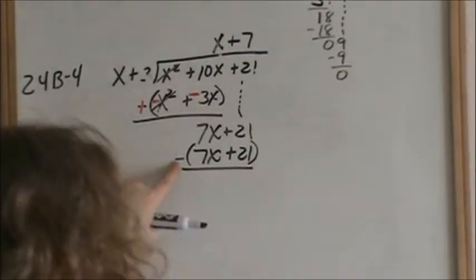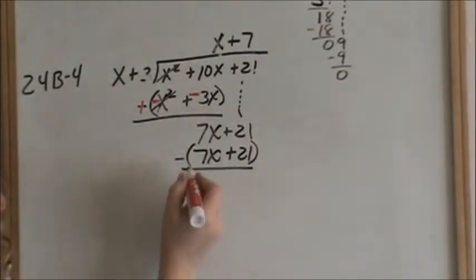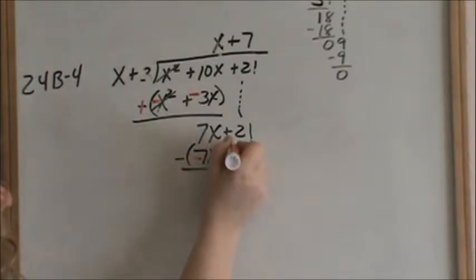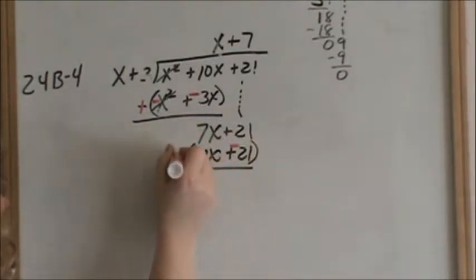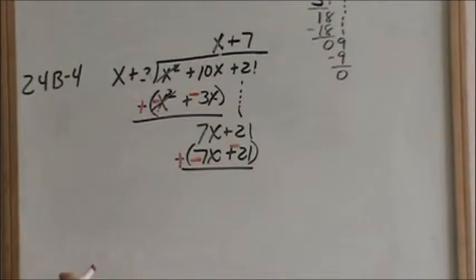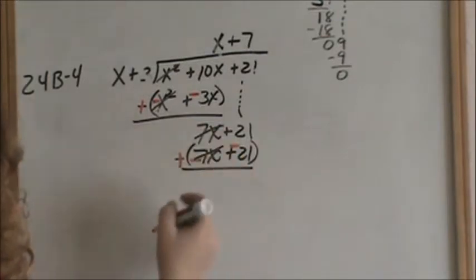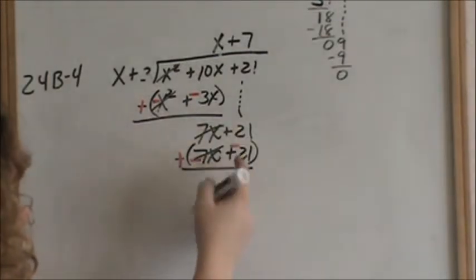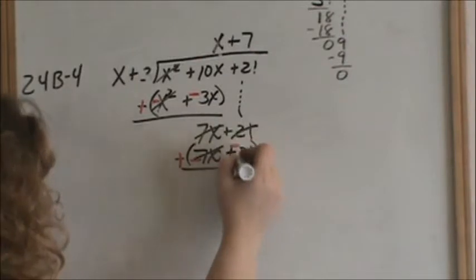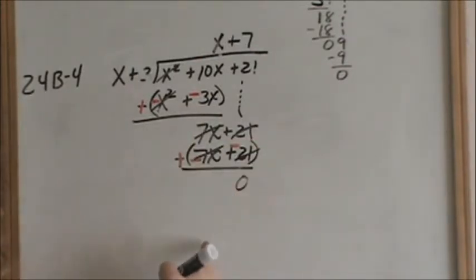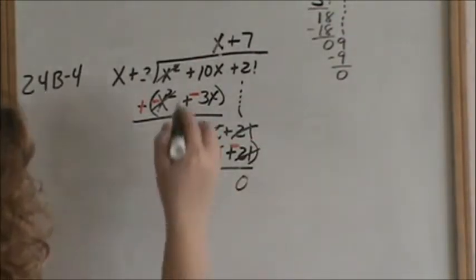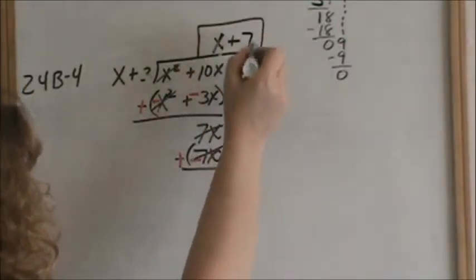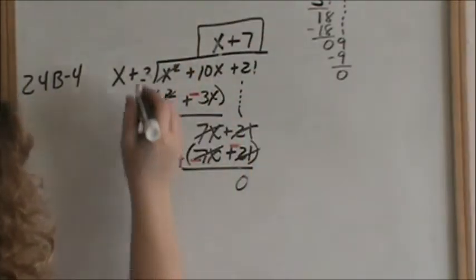That subtraction needs to be distributed to everything. So that becomes negative, that becomes negative. And then I write that there to show that I've dealt with that negative sign. So now your 7x and your negative 7x cancel. A positive 21 and a negative 21 also cancel and equal 0. Therefore, we have a remainder of 0. So this right here, x plus 7, is your answer.